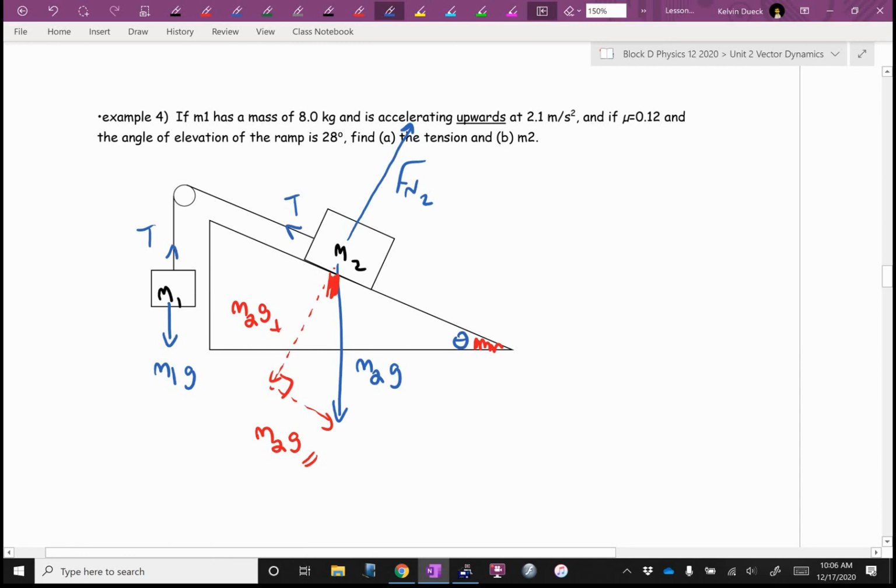Tension. How do you know friction is up the ramp? Oh, that's why I had to tell you the direction of the acceleration as well. So it's accelerating upwards. M1 is accelerating upwards, so M2 is accelerating downwards. So friction force number 2 must be up the ramp.